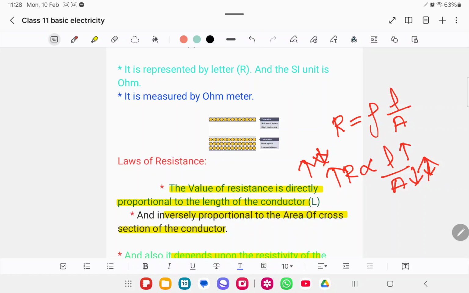So if area is more, resistance will be less, and if resistance is more, area will obviously be less. But as for length, if length is more, resistance is also more. If length is less, resistance is also less. This is the main important law of resistivity. To take this constant of proportionality, we add a resistivity constant called rho. We have seen all this in the last topic.